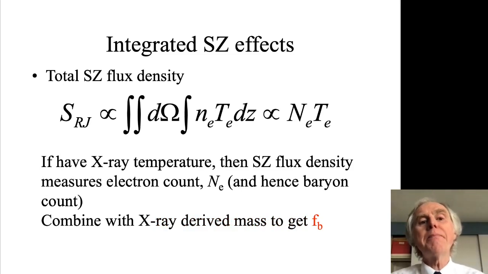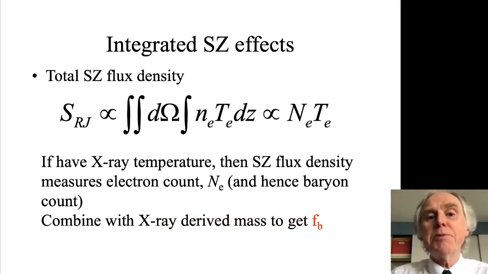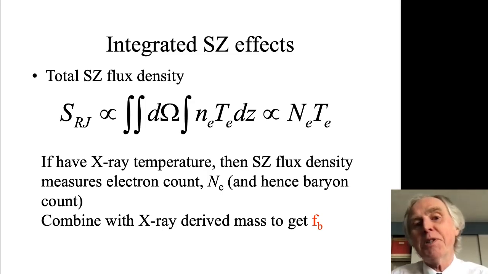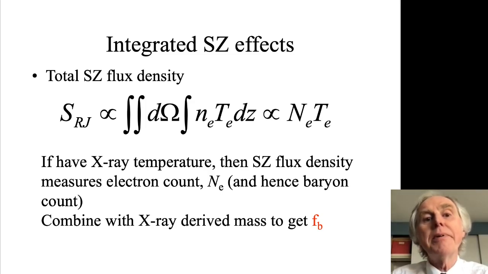Writing that a different way, the total flux density is proportional to the number of electrons in the cluster multiplied by the temperature of those electrons. Now, very usually we look at the SZ effects of X-ray emitting clusters, and for those we can get the electron temperature from the X-ray spectrum. So, measuring the flux density tells us how many electrons there are, and if we make some rather weak assumptions about what a cluster is made up of, that tells us how many baryons there are.